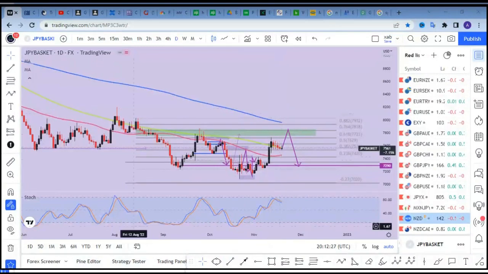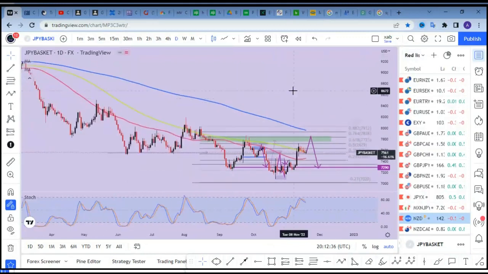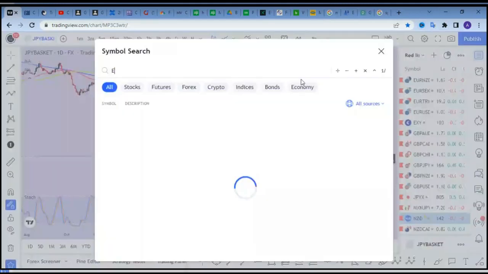Amen. All right, so we're going to go up next to the majors. We're going to start with the Euro USD. Let's start with Euro USD right about now.